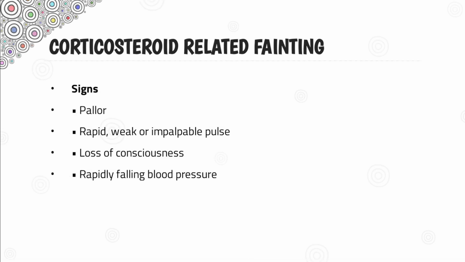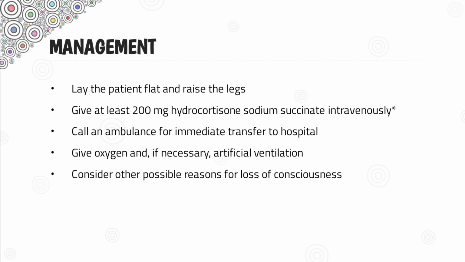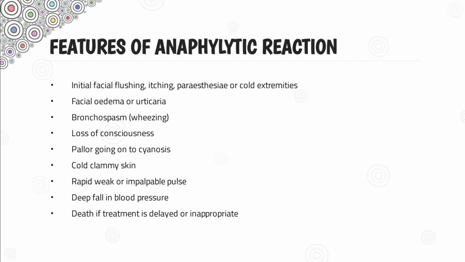Corticosteroid related fainting. Sometimes the patient will be undergoing a corticosteroid therapy, and here the signs will be pallor and rapid, weak, or impalpable pulse. Then there will be loss of consciousness, and BP will be rapidly falling. How to manage? Lay the patient flat but raise the legs and give at least 200 mg hydrocortisone sodium succinate intravenously, and always make sure you're calling an ambulance because it will be necessary for a fully supported medical treatment, and give oxygen if necessary. Also consider other possible reasons for loss of consciousness.